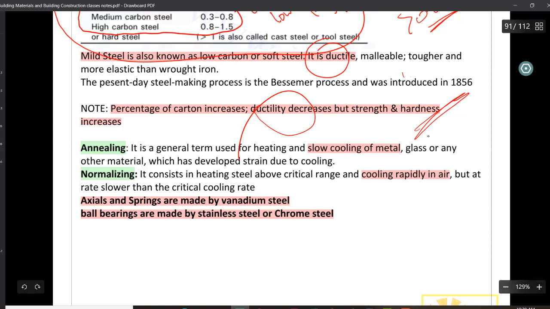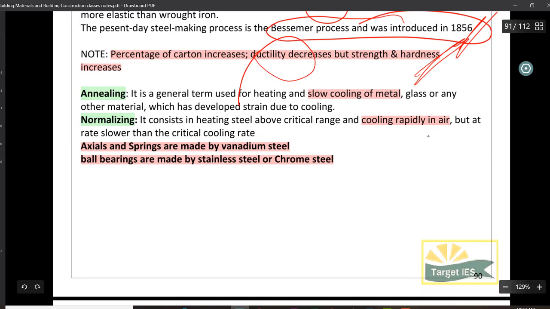Okay, done. Right, this Bessemer process, in which year was it introduced? 1856, still in use. Okay, so very powerful process. It gives very good amount of steel, right?